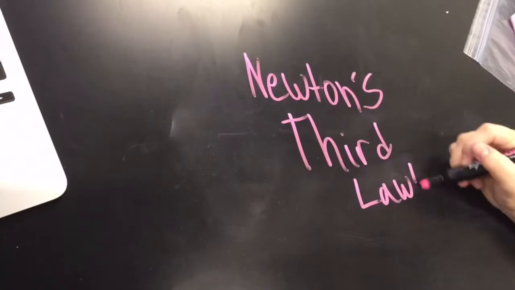Lastly, Newton decided to make a third law. This law states that when one object exerts a force on another, the second object exerts an equal force on the first in the opposite direction. And so, they are equal to each other.